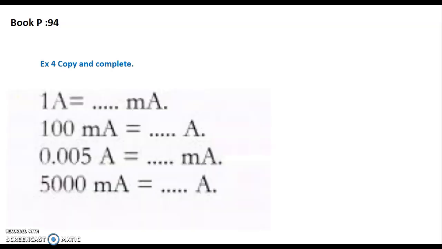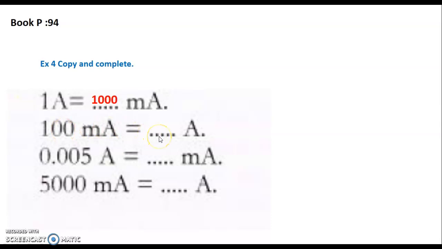Application on unit conversion of current. Page 94 in the book, copy and complete. From ampere to milliampere, we multiply by 1000. Ampere is greater than milliampere, so 1 times 1000 is 1000. 100 milliampere to ampere: milliampere is less than ampere, so we divide by 1000.